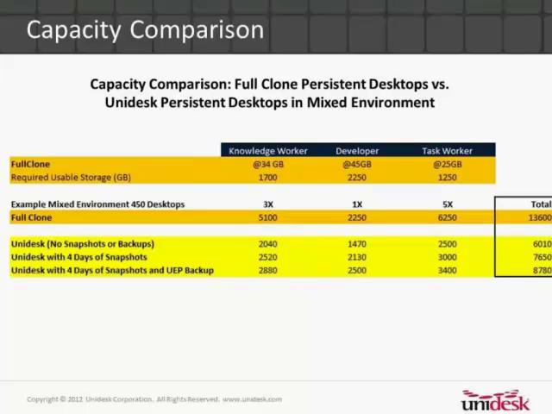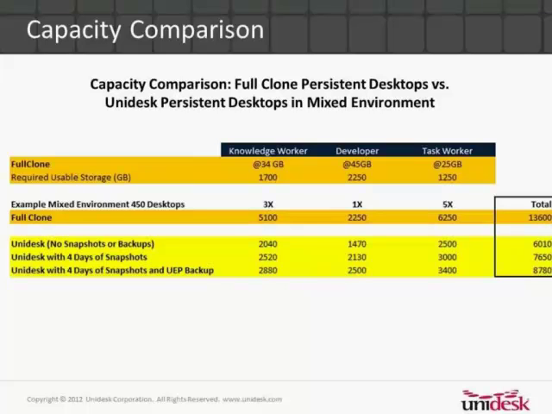And what you would see there really is that the total required storage for full clones is about 13.5 terabytes. The apples to apples Unidesk would be 6 terabytes, right? So that's a 7 terabyte difference. If we add in 4 days of snapshots, which I said I'd show later, Unidesk goes up to wanting to use 7.6 terabytes. And then if you add in 4 days of snapshots plus UEP backups, you're up to 8.8 terabytes.